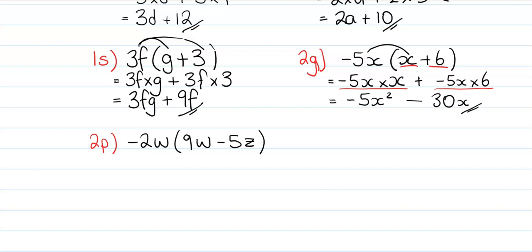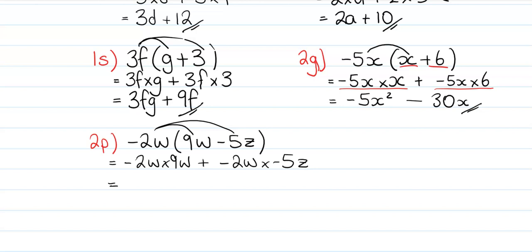All right, so we're starting with the term negative 2w, and we're going to multiply everything in the bracket by that. So it's negative 2w times 9w plus, it's always a plus in there, negative 2w times negative 5z, or z, whichever one I don't get in trouble for using. Sorry, Lincoln.